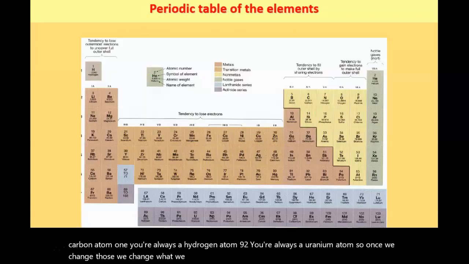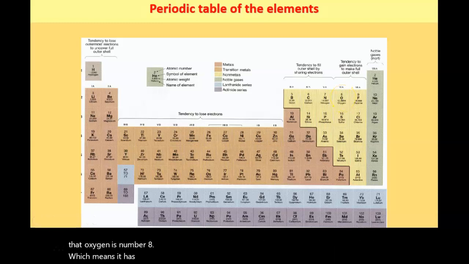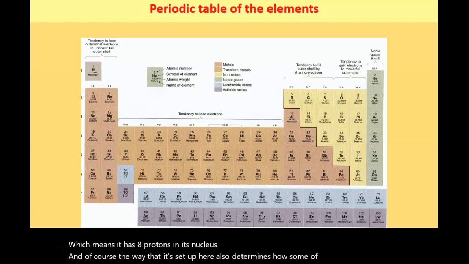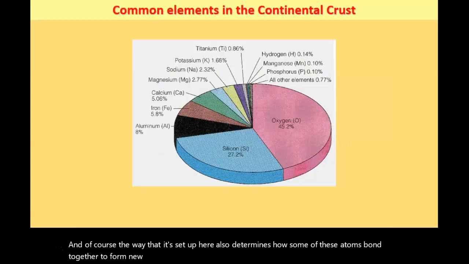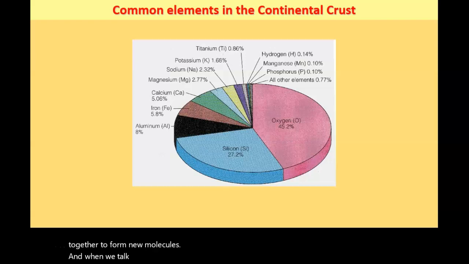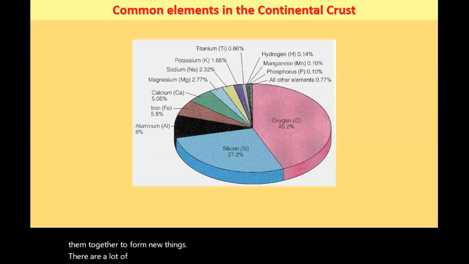And so here's our periodic table, and we can see that oxygen is number 8, which means it has 8 protons in its nucleus. And of course, the way that it's set up here also determines how some of these atoms bond together to form new molecules. And when we talk about minerals, which is when we take these different atoms and combine them together to form new things, there are a lot of them, and you just saw that in the previous slide. We could make a lot of minerals.